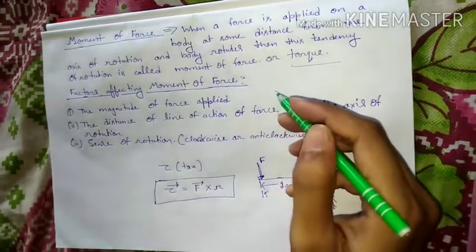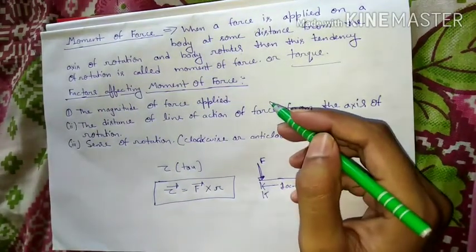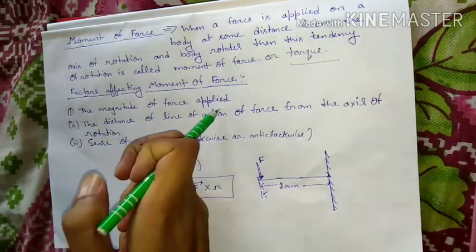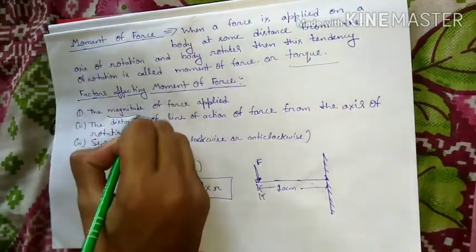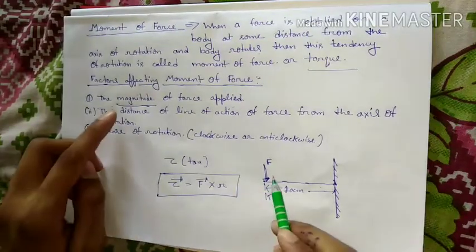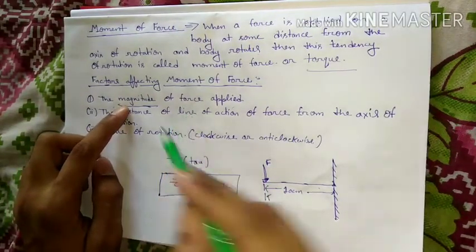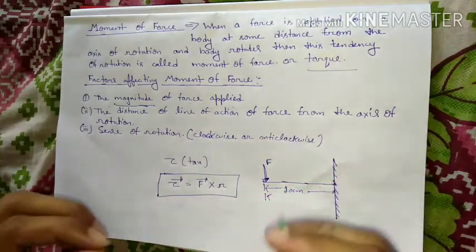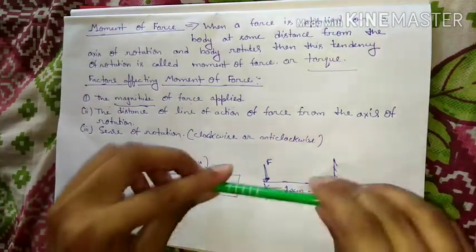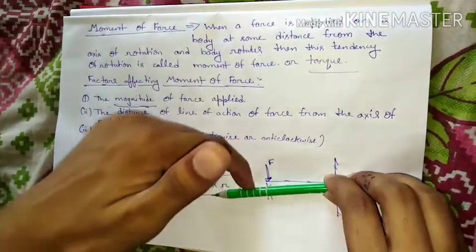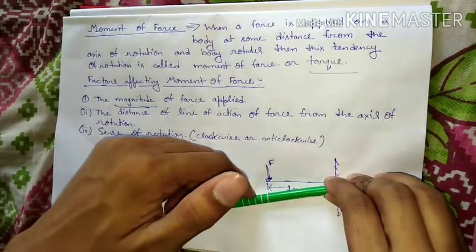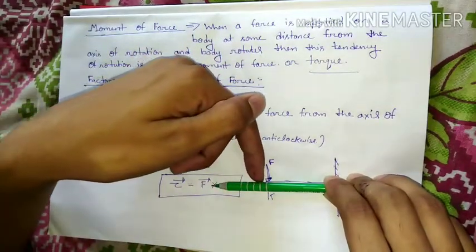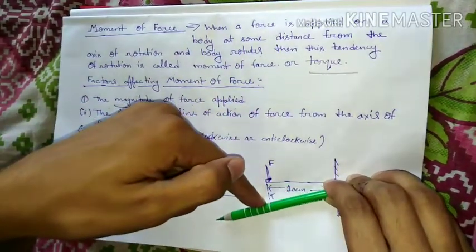There are some factors which affect the moment of force. The first factor, which is very important, is the magnitude of force applied. When we increase the magnitude of force, it will bend more. Suppose if we apply a 10 Newton force on this rod, it will bend at a smaller angle. When we increase 10 Newton to 100 Newtons, then it will bend more.